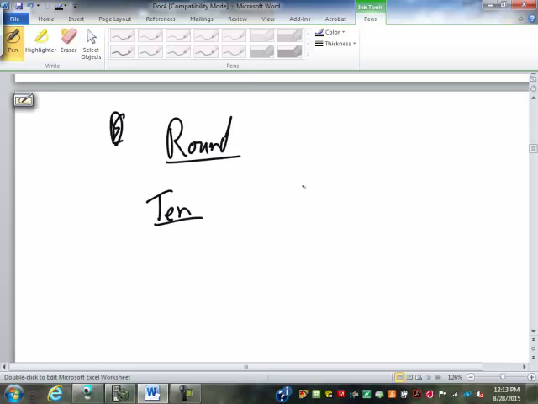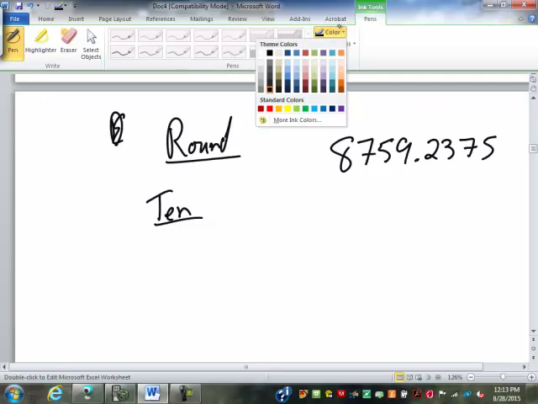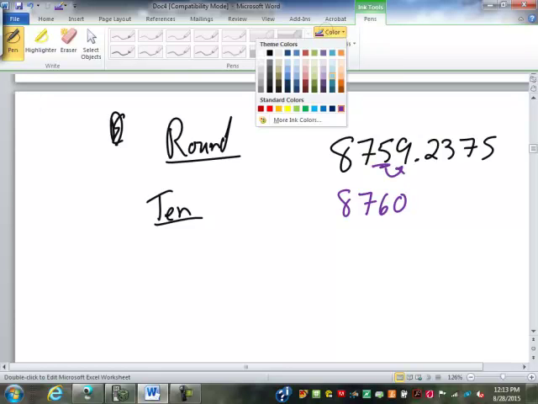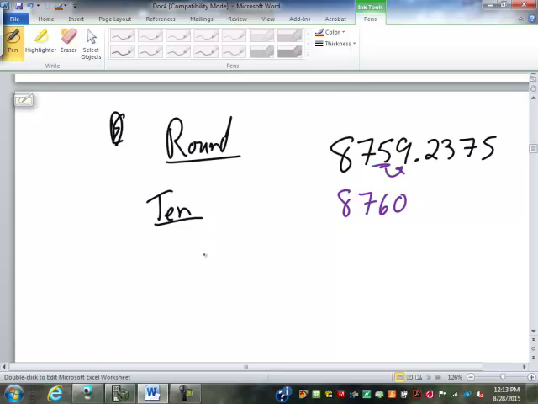If I'm rounding to the nearest 10, let's say I have 8,759.2375. If I want to round to the nearest 10, that's going to be 8760, right? This is the tens place. The 9 says we round up. Oh, I was thinking of 9s, 10s. Okay.